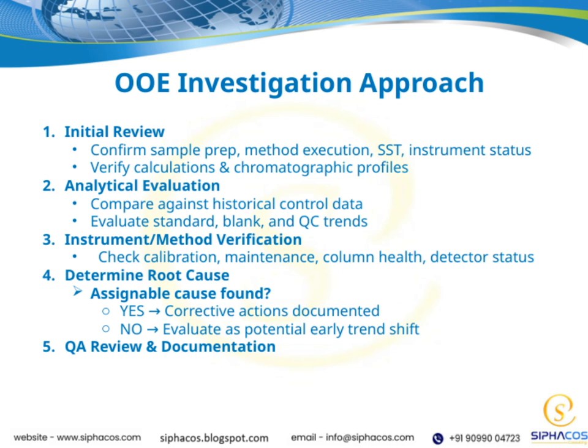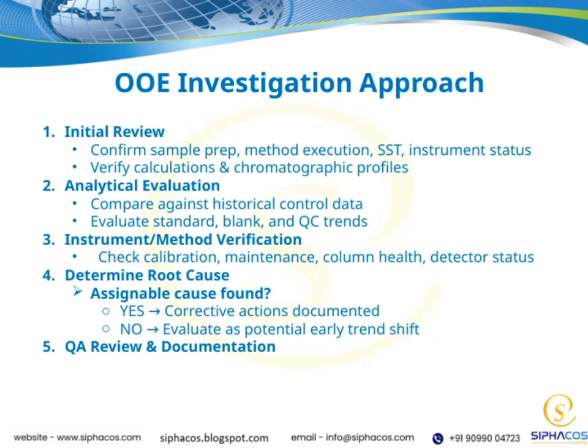Moving into the analytical evaluation, I compare our current data against historical control data. This helps us identify any deviations or trends early. I also evaluate the standard, blank, and QC trends to ensure the data remains consistent and reliable over time. Then, we perform instrument and method verification. This involves checking calibration records, maintenance logs, the health of the column, and the status of the detector. These checks confirm that our instruments are functioning optimally and that our methods remain valid.